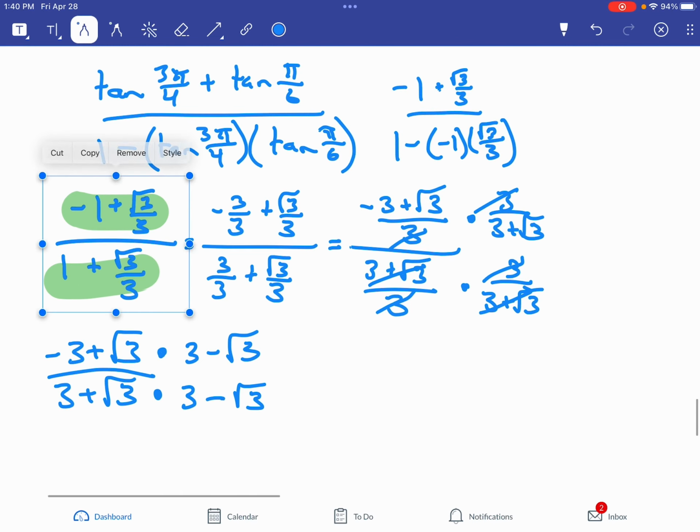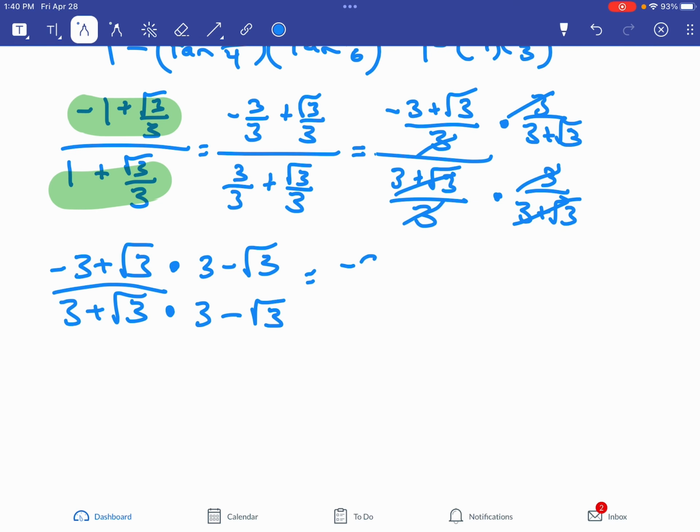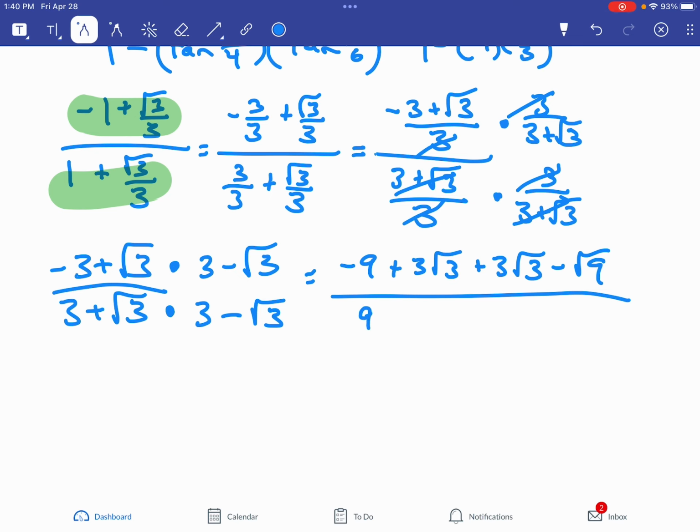Okay, and now we multiply everything out. So negative 3 times 3 is negative 9. Negative 3 times negative root 3 is positive 3 root 3. Next, root 3 times 3 is positive 3 root 3 again. And root 3 times negative root 3 is negative root 9. On the bottom, 3 times 3 is 9. 3 times negative root 3 is negative 3 root 3. Root 3 times 3 is positive 3 root 3. And root 3 times negative root 3 is negative root 9. Okay, now the root 9s both become just 3s.